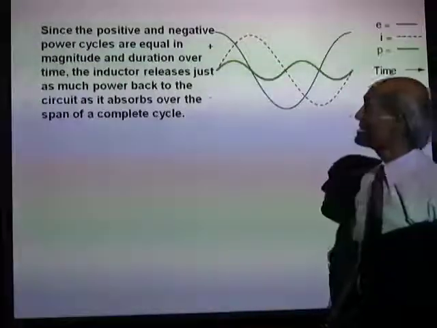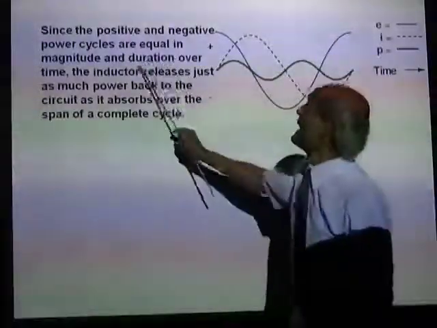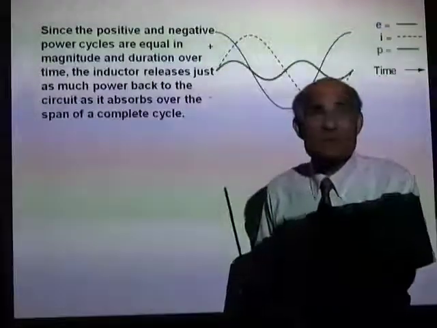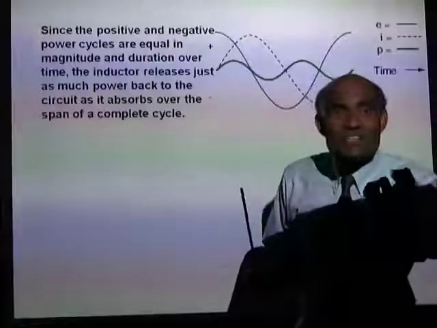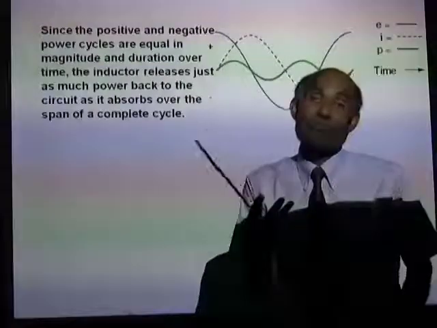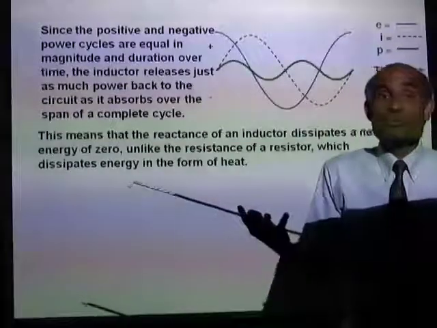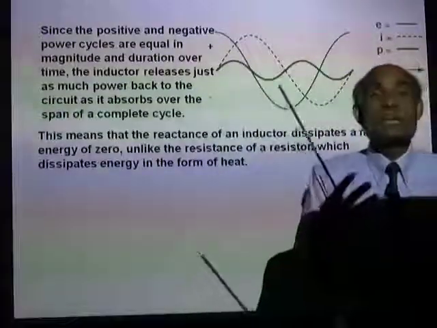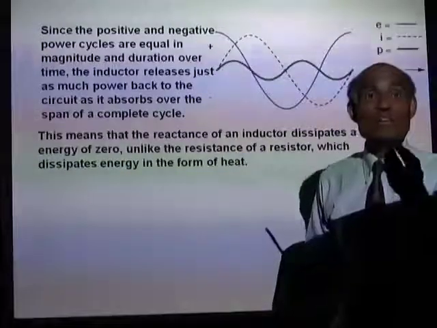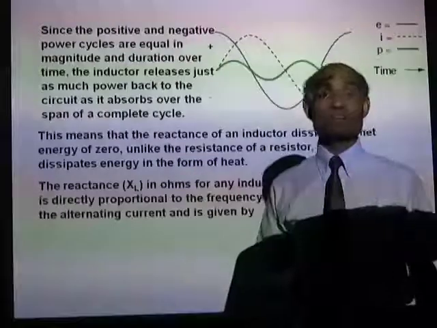So, since the positive and negative power cycles are equal in magnitude and duration over the time, the inductor releases just as much power back to the circuit as it absorbs over a span of a complete cycle. That means the net power used by an inductor is zero. So this means that the reactance of an inductor dissipates a net energy of zero, unlike the resistance of a resistor, which dissipates energy in the form of heat. It doesn't happen in the case of an inductor.